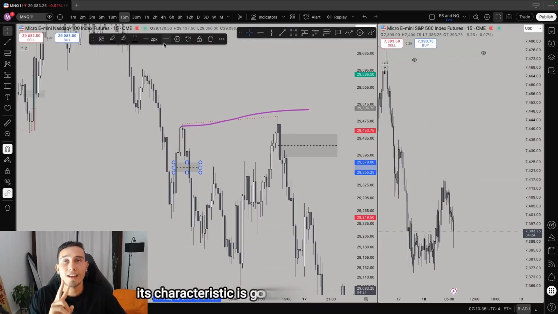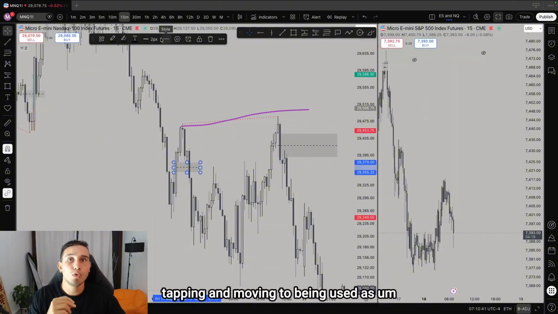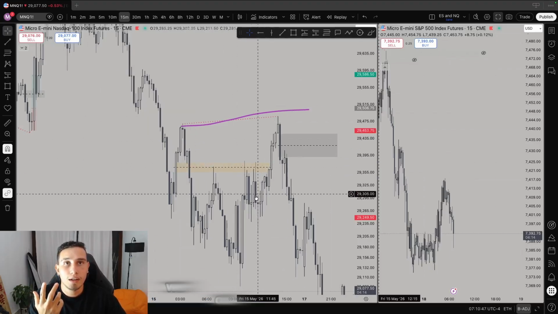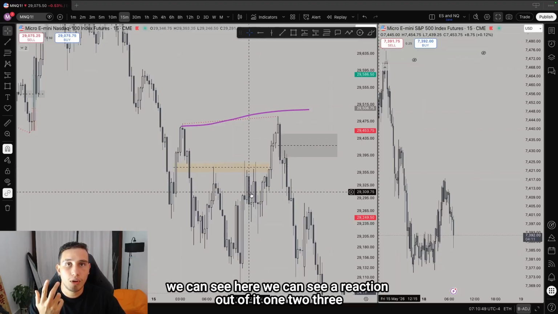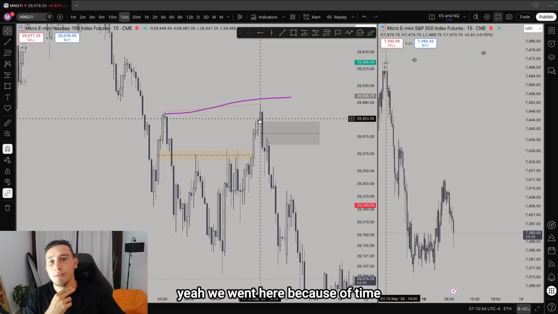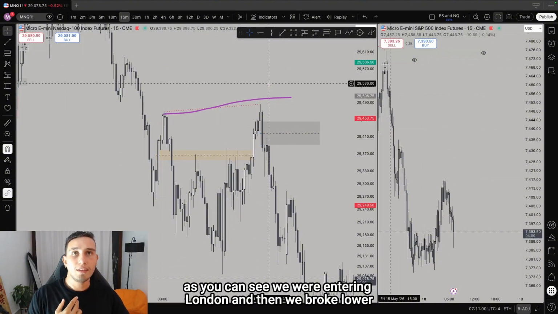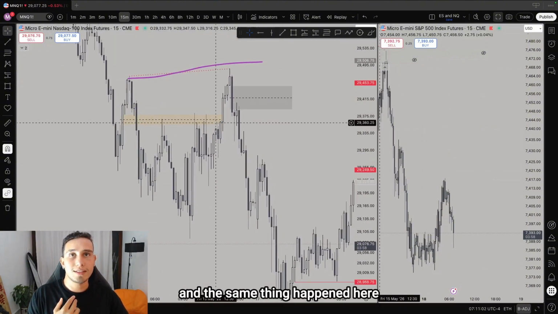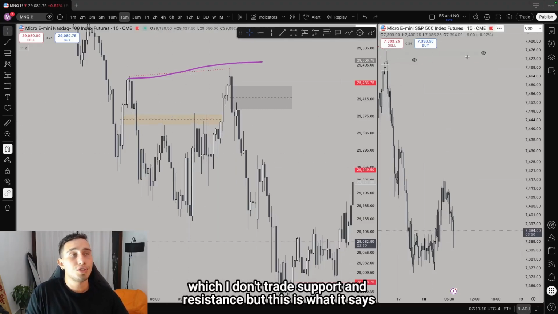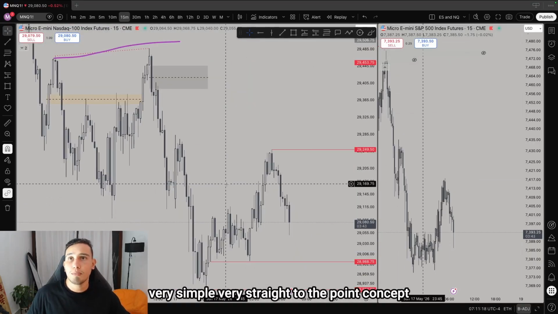Its characteristic is going to change from being a tap in and move, to being used as another point of entry, right? If we look here, we can see a reaction out of it. 1, 2, 3. See how it's being respected here, right? Okay, yeah, we went here because of time, as you can see. We were entering London, and then we broke lower, and the same thing happened here. It's being used as resistance, which I don't trade support and resistance, but this is what it says. Yeah, very simple, very straight to the point concept.